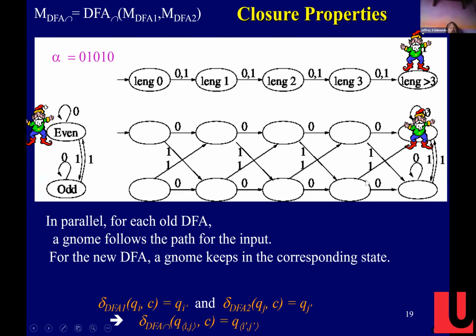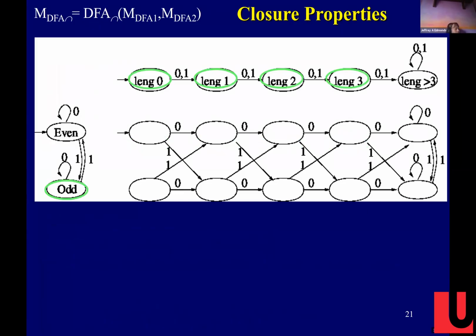And here I'm writing it down. Say if the first DFA, DFA1, when in state qi and reading c goes to state qi prime, and DFA2 goes from qj reading c to qj prime, then our new DFA when in state (i,j) reading c is going to go to state (qi prime, qj prime). Does that make sense? All right. Any questions about that?